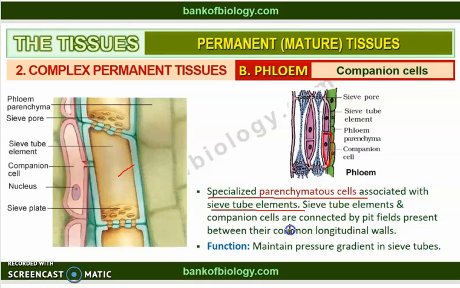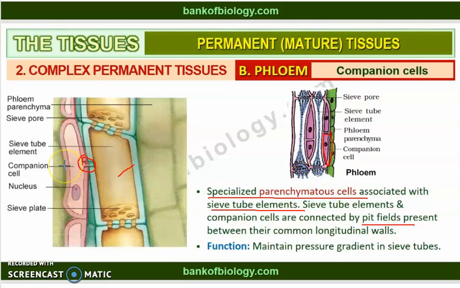And how are they connected? It is connected by pit fields present between their common longitudinal walls. Okay, what are these pit fields? So they are connected by pit fields which are present between their common longitudinal walls. So this is the common longitudinal wall, and here you can find a pit field.